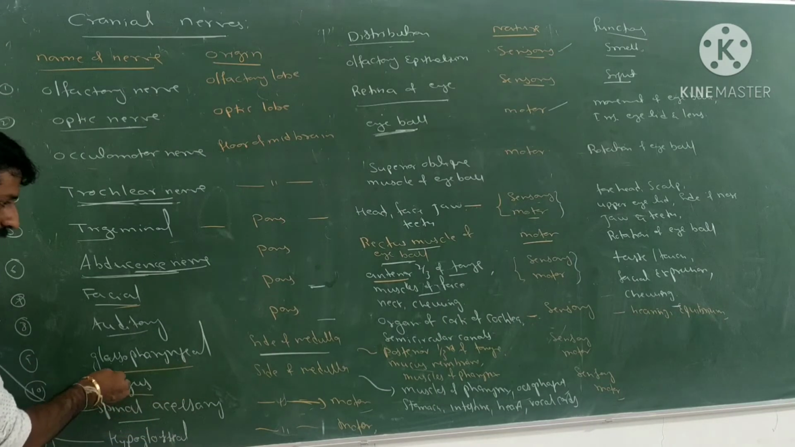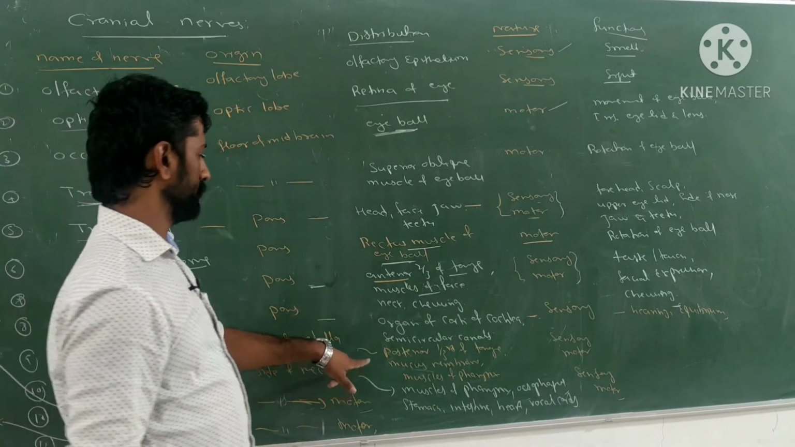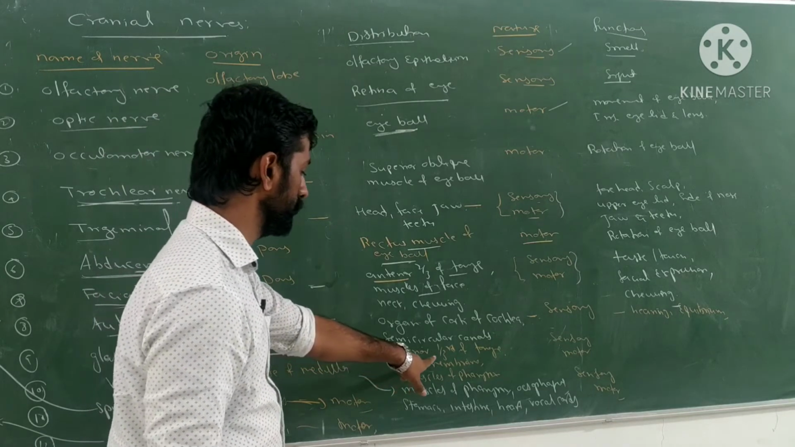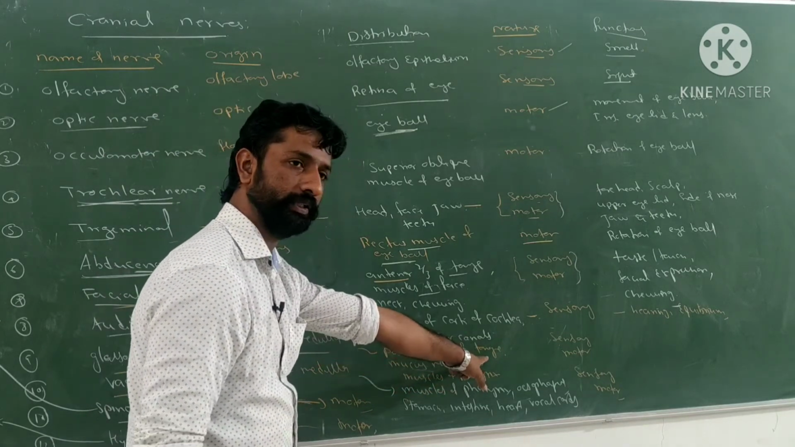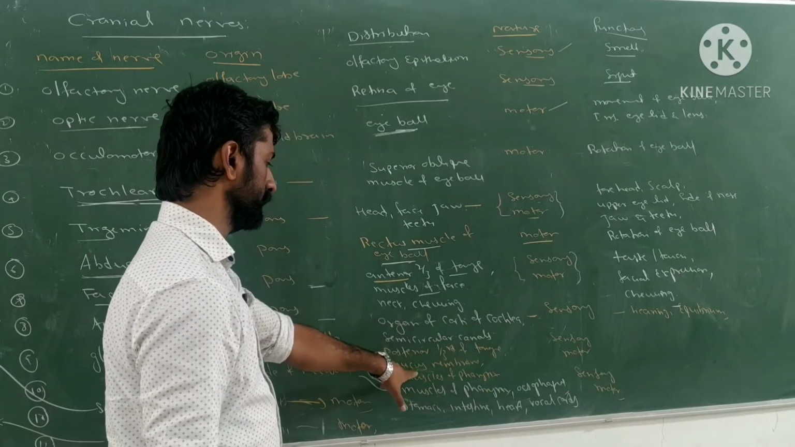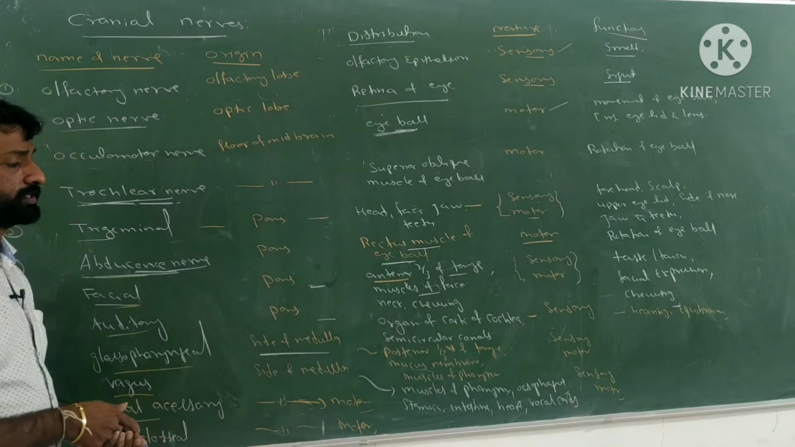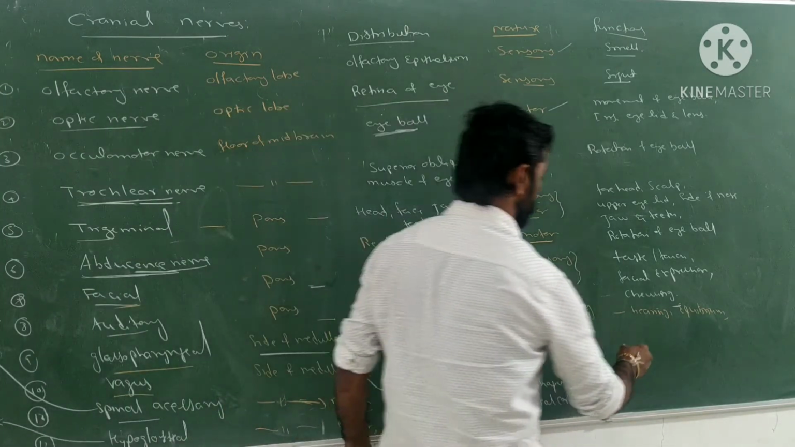Next, glossopharyngeal. It is associated with the posterior 1/3 of the tongue, then the mucous membrane and the muscles of the pharynx. So what are the functions of this one?